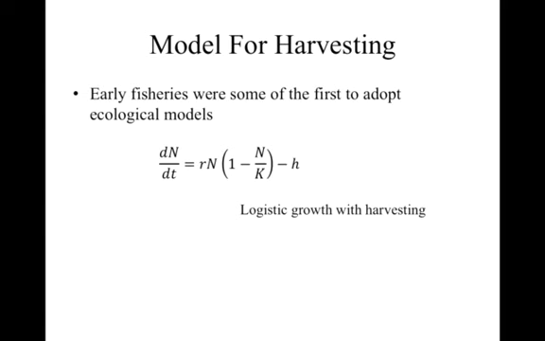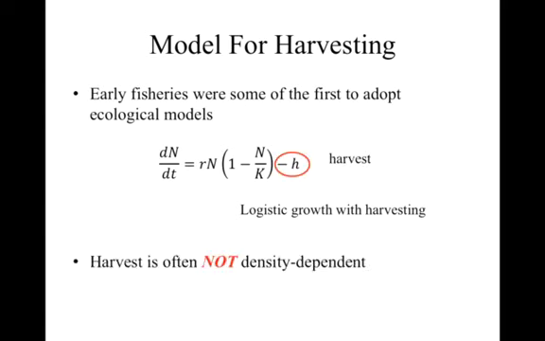One thing you might notice is that the harvesting term is a constant. It doesn't actually depend on population size. There's no N in there. It's not like we're taking more when the fish are more plentiful and we're taking less when the fish are less plentiful. That's not what's happening. We're just taking a certain amount of fish all the time. So that's your harvesting term. And again, it's not density dependent. It doesn't depend on the amount of fish in the system.